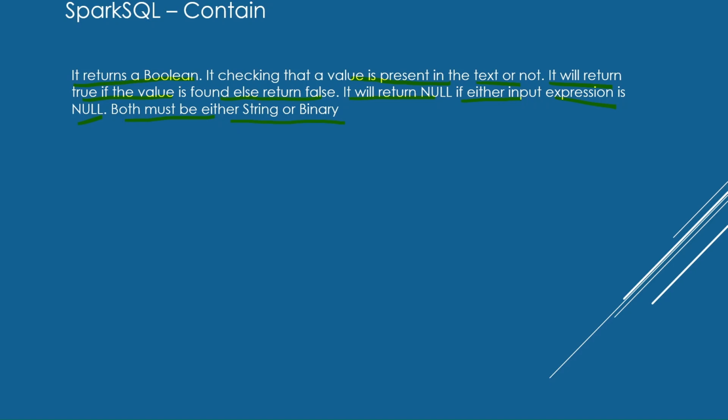It takes two parameters. One is the name of the column and another is the value which we want to search. If the value is present in the column's value, then it will return true. If the value is not present in that particular column, it will return false. It will return null if either expression is null or the value which we are going to search is null. In both cases, it will return a null value.